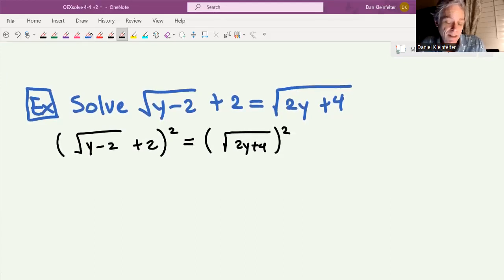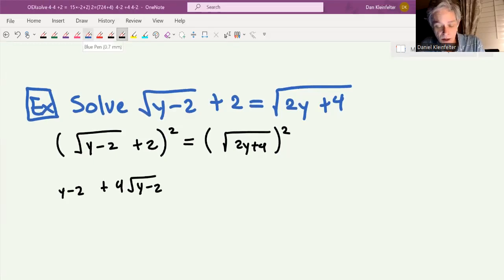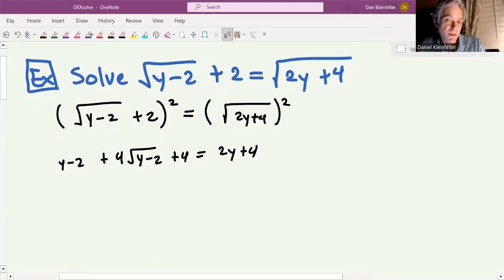All right, so then on the left side, we're going to multiply out that as a perfect square. The first part squared will give us y minus 2. And then twice the product of the two terms in our binomial. So that'll be 4 square roots of y minus 2. And then in the back, 2 squared is 4. On the right side, we'll have the square root of 2y plus 4 squared, which will just give us 2y plus 4. All right, so at this point, what we want to do is simplify things as much as we can. We'll isolate the radical and square both sides a second time.